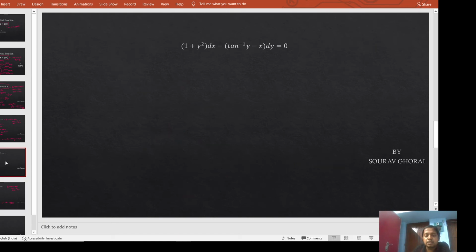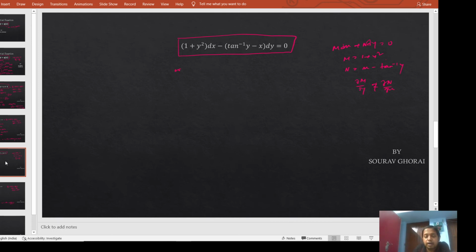Let's say this is the question: (1 + y²) dx − (tan⁻¹y − x) dy = 0. Here, if you compare it with M dx + N dy = 0, where M = 1 + y² and N = x − tan⁻¹y, you can easily see that ∂M/∂y is not equal to ∂N/∂x. So now how can we solve it? Let's see.